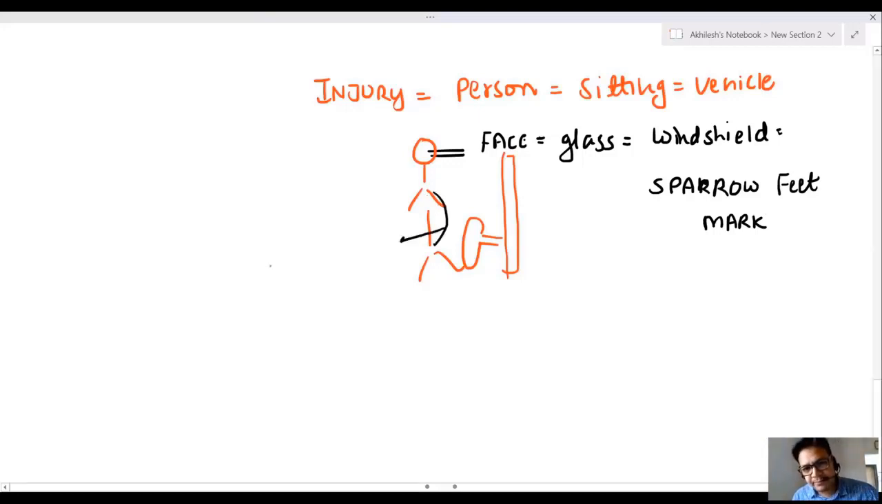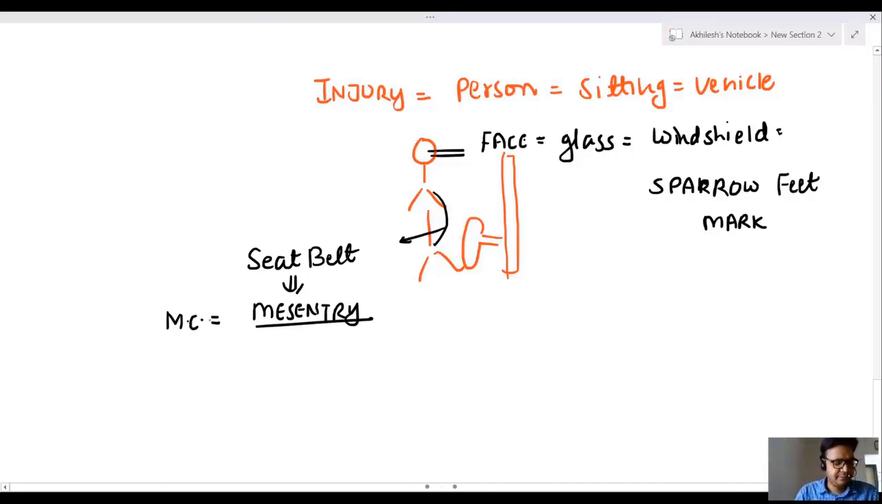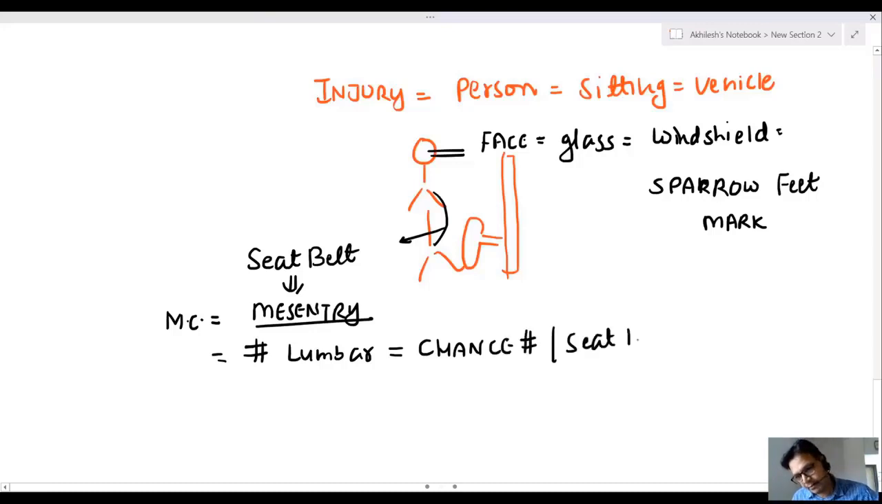Now, sir, we have the seat belt. Most common site of seat belt injury is mesentery. And, Doctor Sahab, there is a fracture of the lumbar vertebra in seat belt injury. This is known as chance fracture or seat belt fracture, a lumbar vertebra fracture.